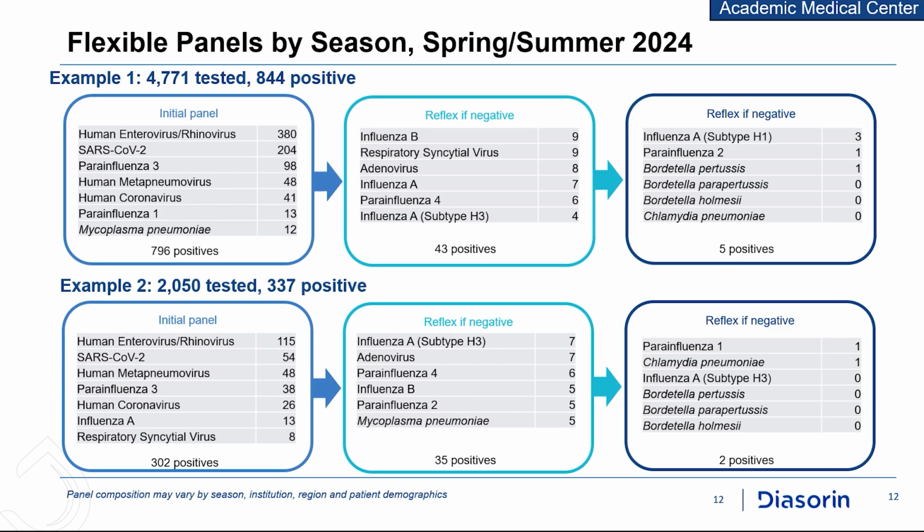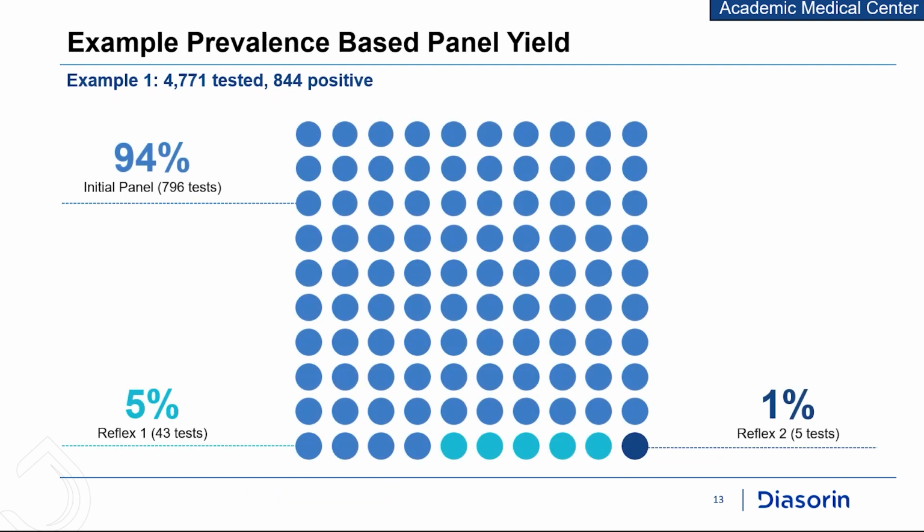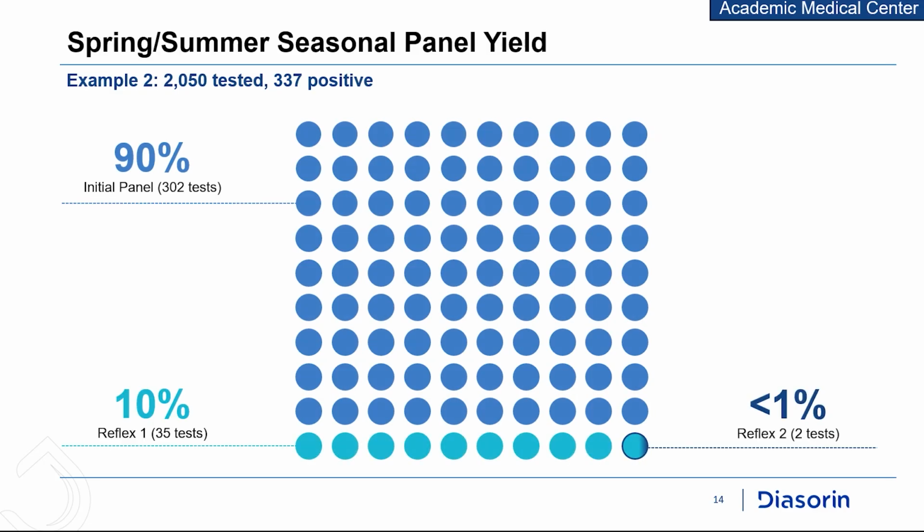We see a similar story when we look at the other half of the year and the spring-summer panels. Out of 844 positives at the first institution, 796 of those would have had an answer just based off the initial panel. And at the other institution of 337 positives, 302 would have gotten a first test positive result. So for our first example, that would have represented a 94% first test capture. And for example 2, a 90% first test capture.